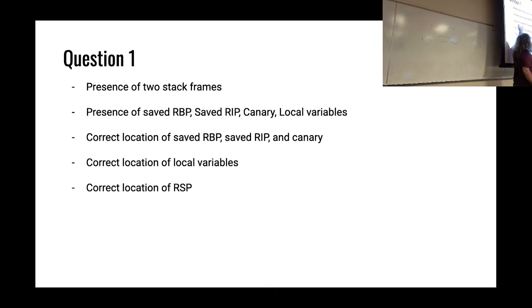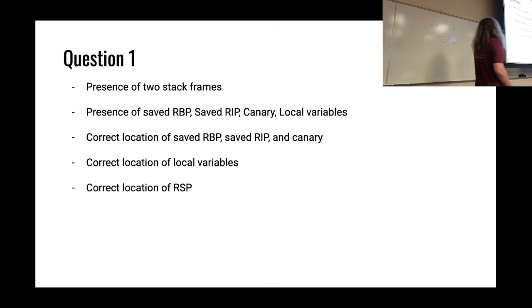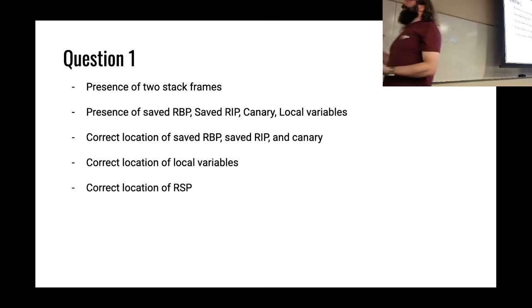Then we had a separate criteria of are these in the correct order? Specifically looking for canary, saved RBP, saved RIP. Why could I expect that you would know the order of those three things? It's always the same. Okay, it's always the same. And when you do buffer overflows in 365, right?